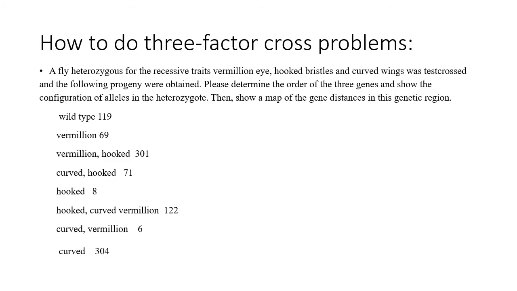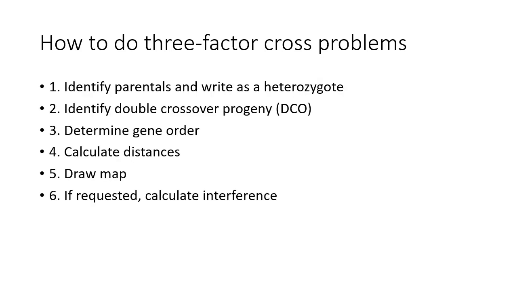So here's an example of a three-factor cross problem, and you can see that the progeny are listed in no particular order, and there's a whole bunch of different numbers associated with them. So the first thing we're going to do is basically follow the directions and follow my algorithmic approach to solving this particular problem. It looks overwhelming, but it's not.